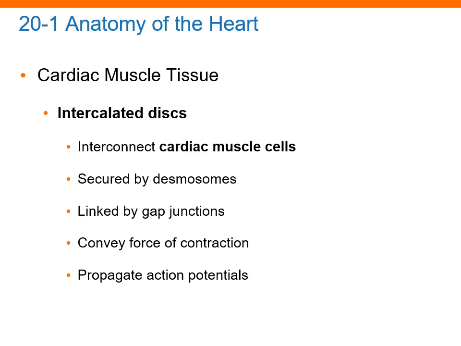Cardiac muscle tissue on a more microscopic level has intercalated discs. The intercalated discs are structures that connect cardiac muscle cells. They're secured by structures called desmosomes. All the muscle cells are linked by gap junctions. Not only the muscle cells, but the nodal cells, which are the major conducting cells. They're also called pacemaker cells that we'll get into.